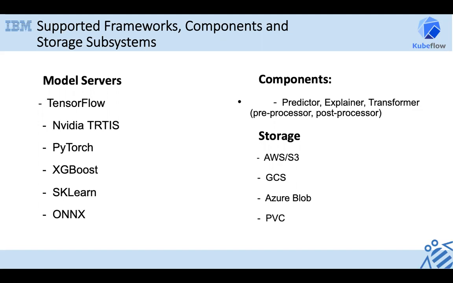We have developed our own custom servers. There is also a discussion going on with AWS for them to contribute the latest TorchServe, which has been introduced in the PyTorch community very recently. And then ONNX Runtime, which was contributed by Microsoft to serve ONNX-based models. And we support different kinds of storage. Any S3 compatible storage is supported, but also Google Cloud Storage, Azure Blob, and persistent volume claims if you're running on-prem.